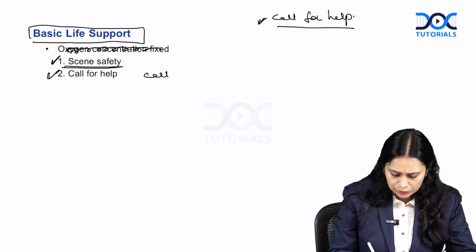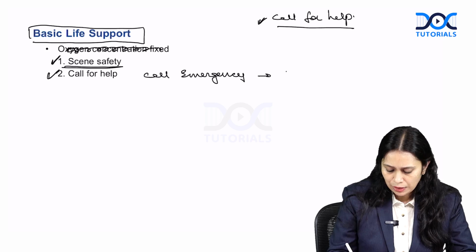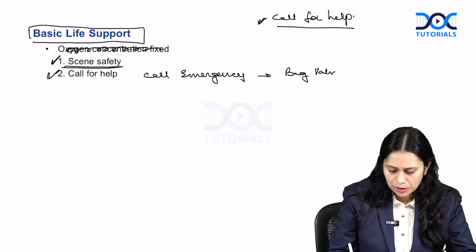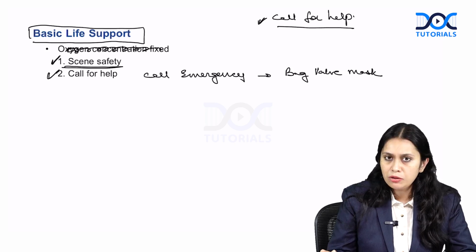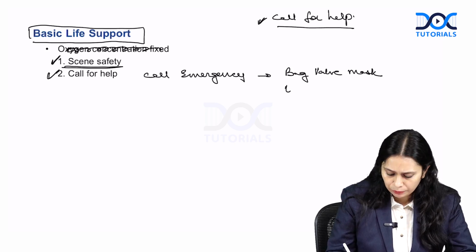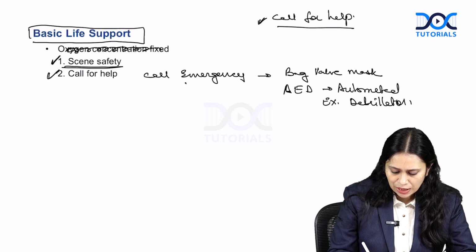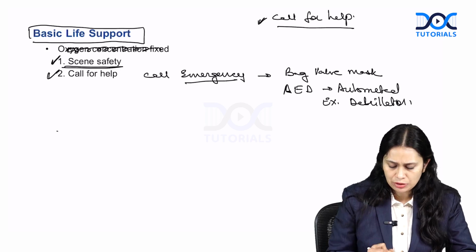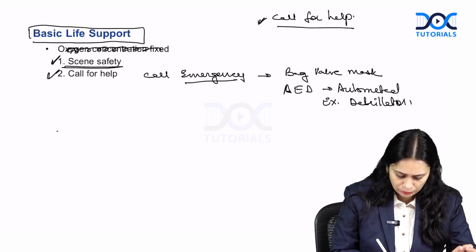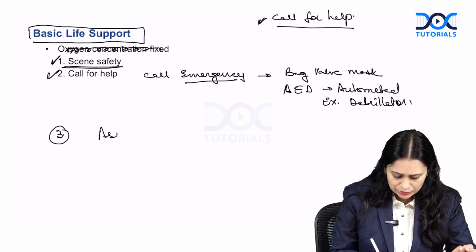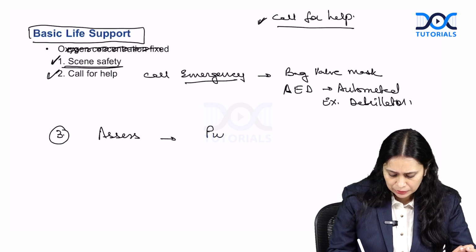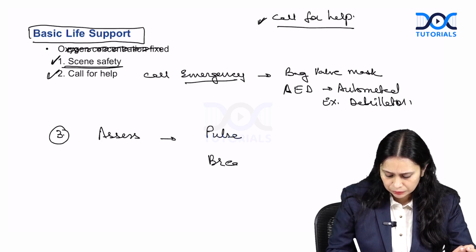So I will call emergency and I will ask them to bring two things. One, a bag valve mask, and also an automated external defibrillator, AED. So I will ask them to bring these two things, okay? Once I have called emergency, I will go back to the patient and assess two things. My third step is to assess the patient's pulse and breathing, right?